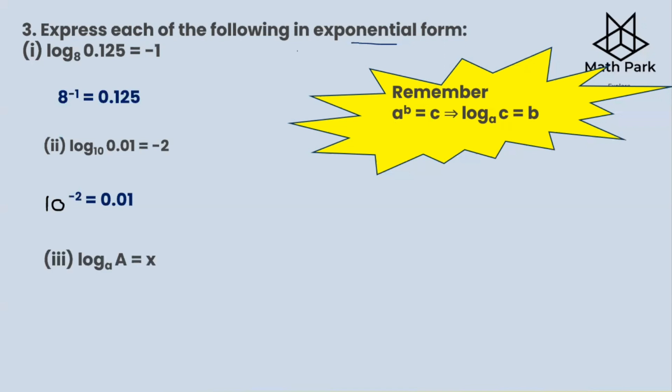Next, log of A to the base a is equal to x. So we have a to the power x is equal to A. Next, log of 1 to the base 10 is equal to 0. So we have 10 to the power 0 equals 1.